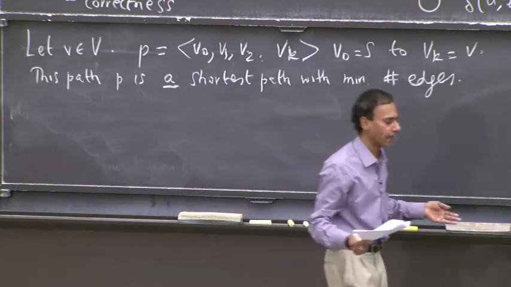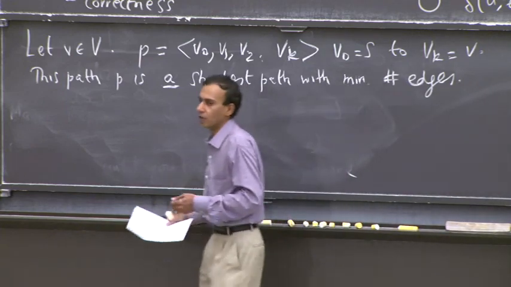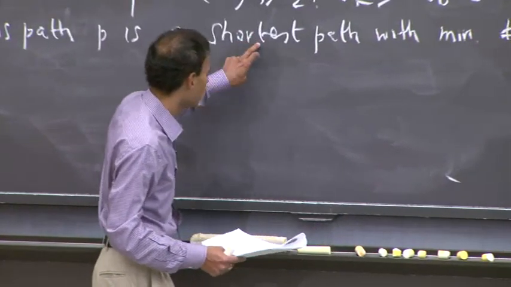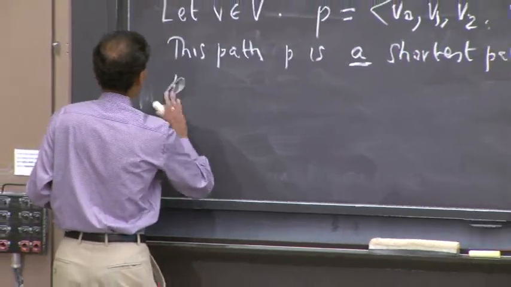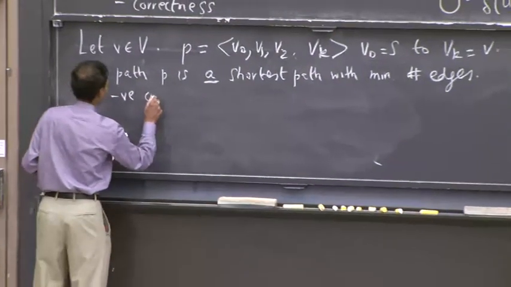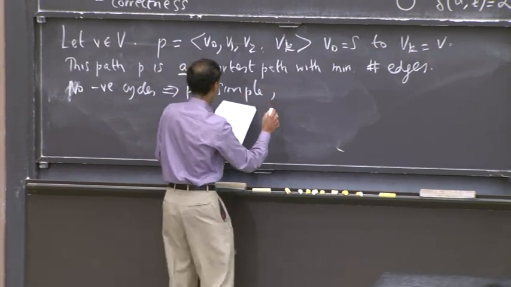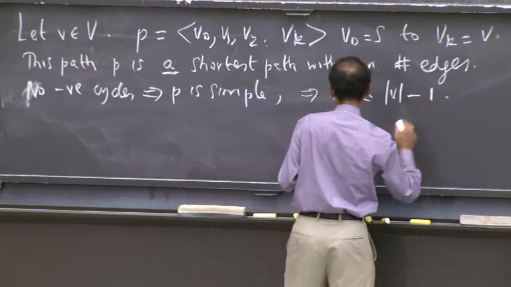Okay, so there may be many shortest paths, and I'm going to pick the one that has the minimum number of edges. If there's a unique shortest path, then that's a given. But it may be that I have a path with 4 edges that has the same weight as another path with 3 edges. I'm going to pick the one that has 3 edges. Okay? So they're not necessarily unique shortest paths, but I can certainly pick one. And no negative weight cycles implies that P is simple, and that implies that K is less than or equal to V minus 1, which is what I just argued.